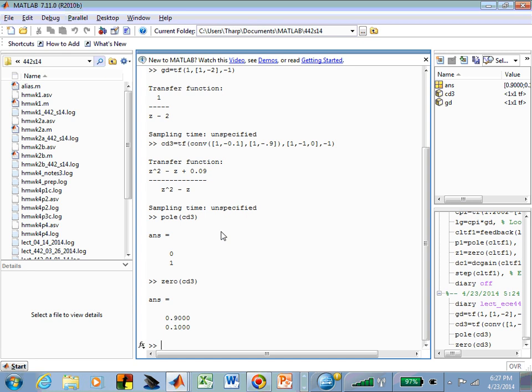Now I need to combine those two, my plant and controller, and sketch the root locus for that combination. So I'm going to multiply those two pieces together to get my loop gain. I now have a loop gain, which is CD3 times GD.